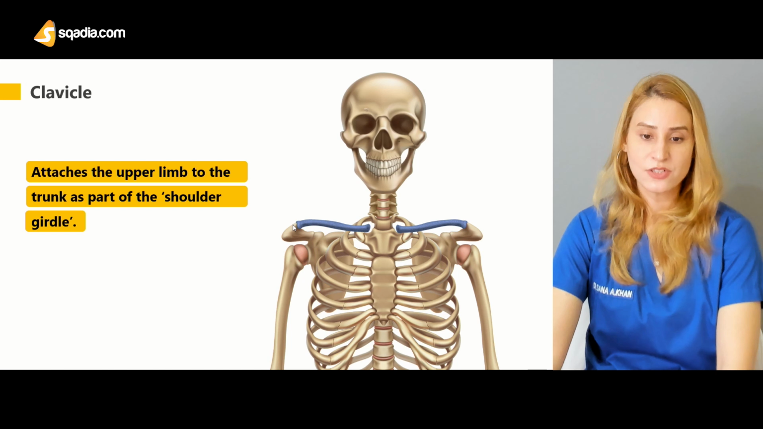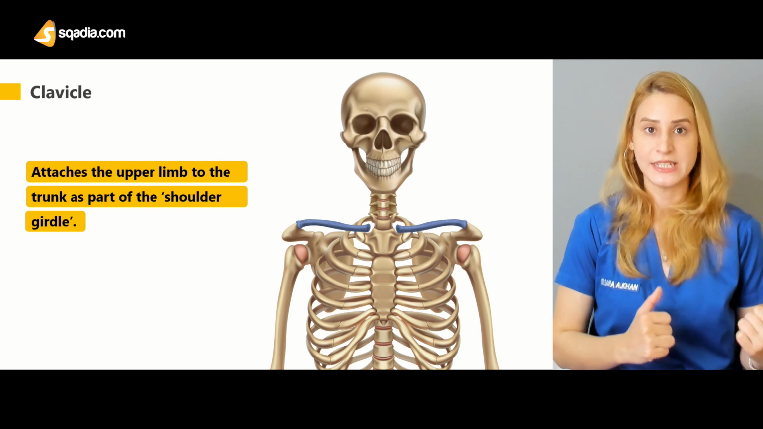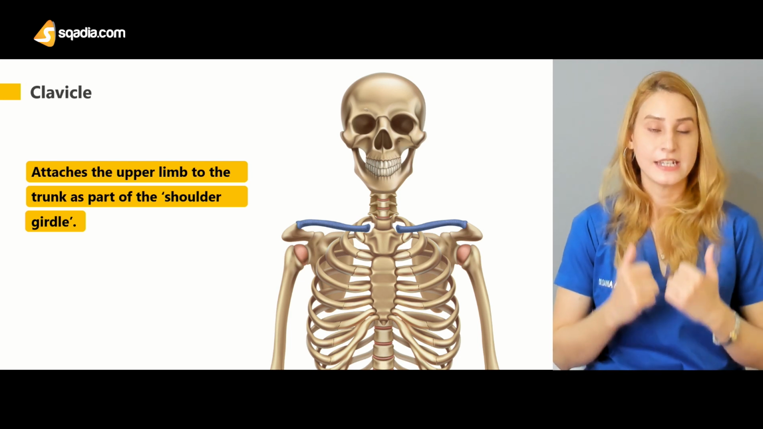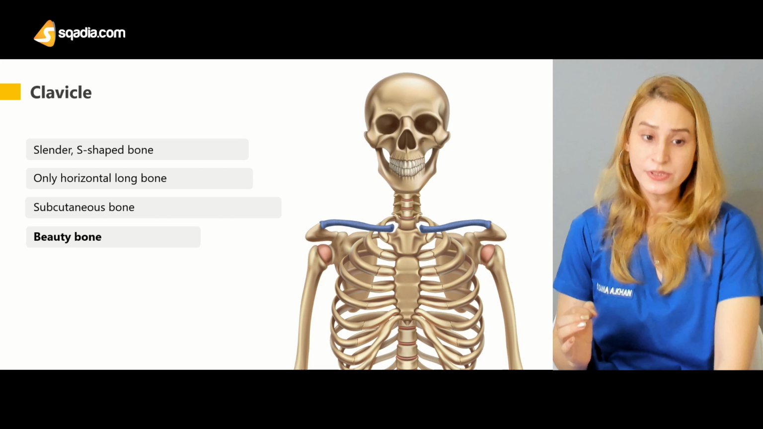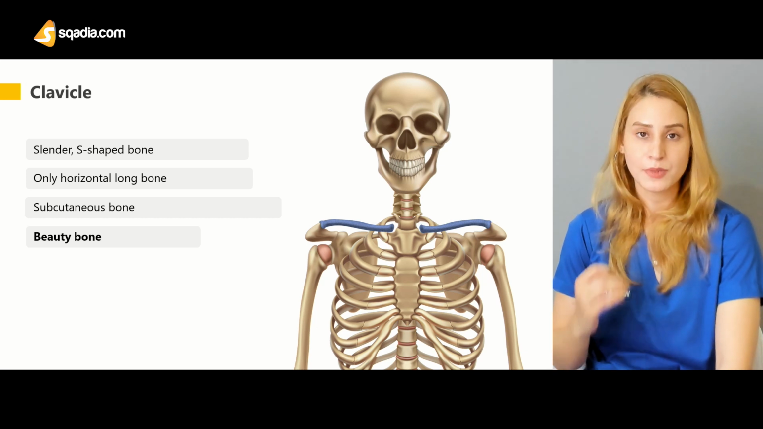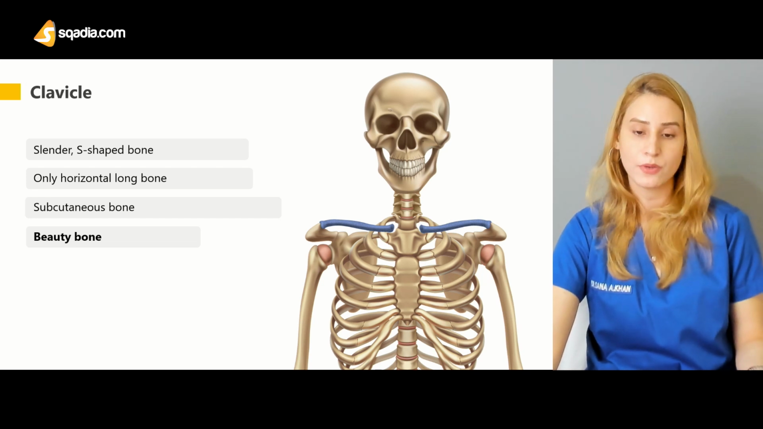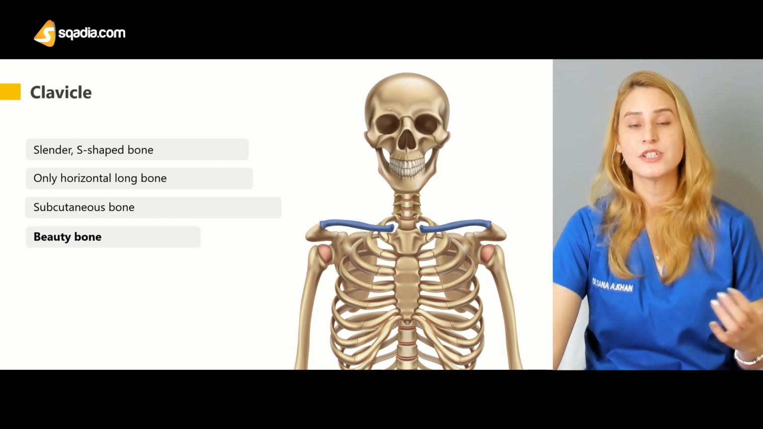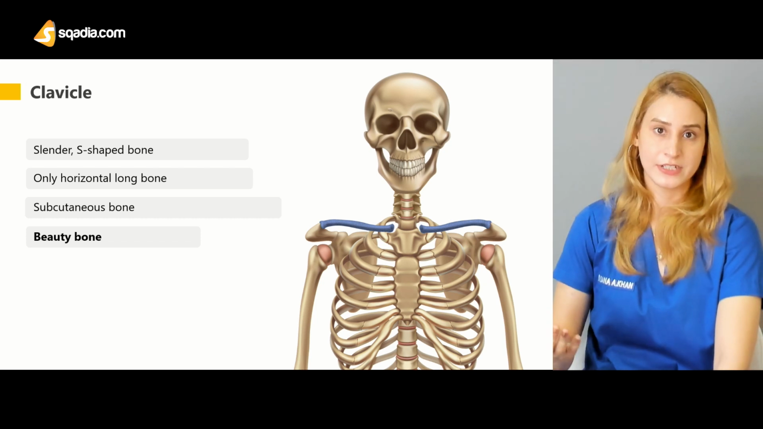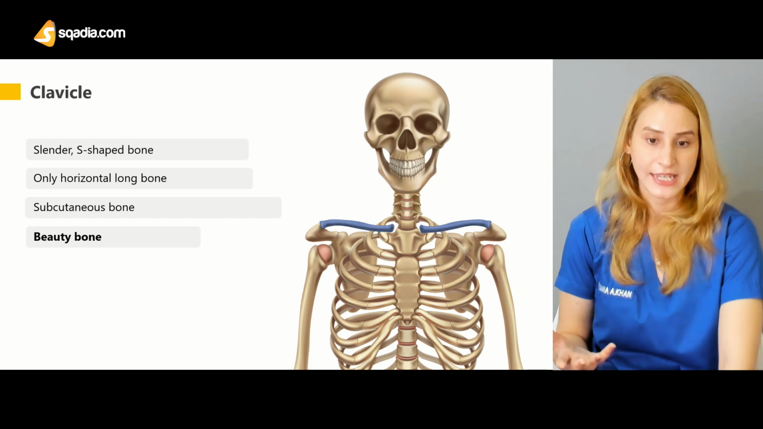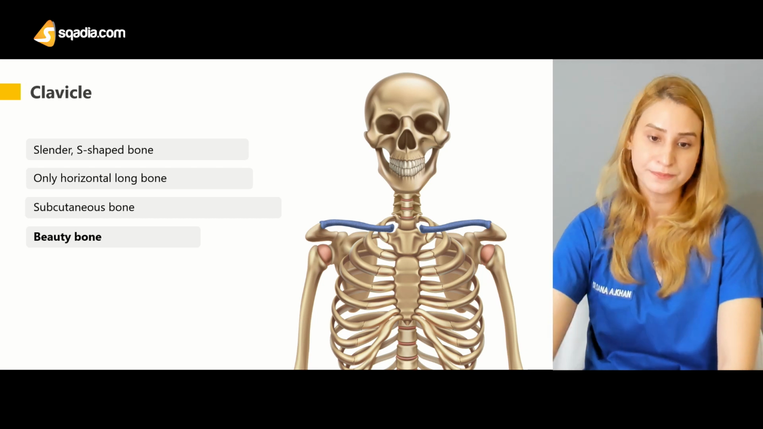Remember the medial end and the lateral end. The medial end has attachment with the sternum, and the lateral end has the attachment with the acromion process of the scapula. It's a slender S-shaped bone, and it's the only horizontal bone in the body, and it's also called a beauty bone, or a collarbone, or a subcutaneous bone. And there are important muscles which attach to the clavicle, but remember there is no fascia covering the clavicle. It's only covered by the skin, and it's called a subcutaneous bone because it lies immediately under the skin and the subcutaneous tissue.